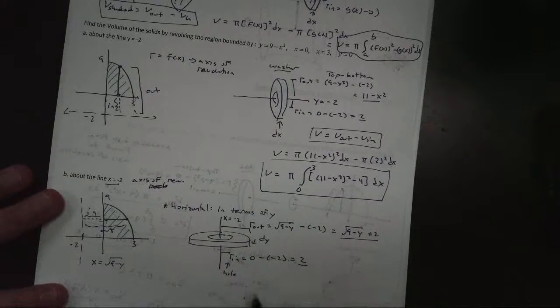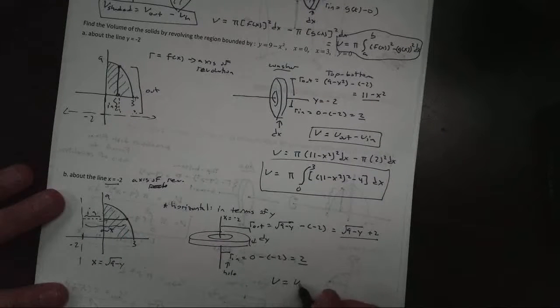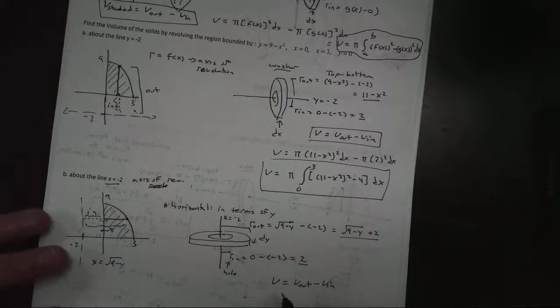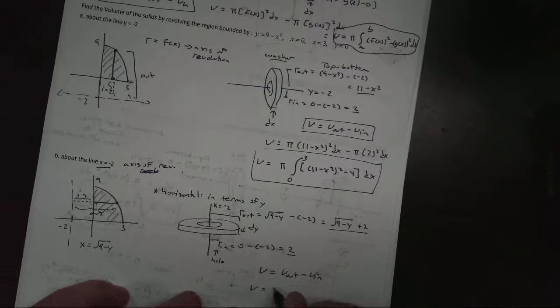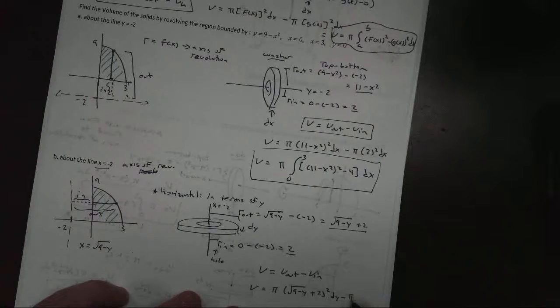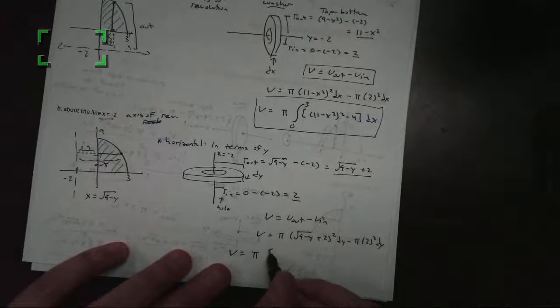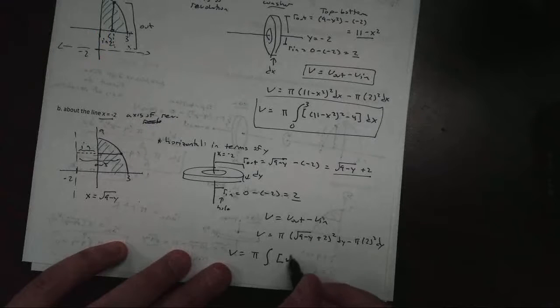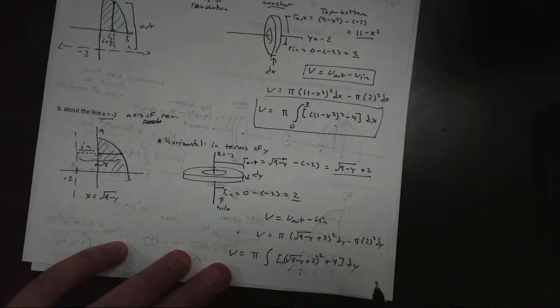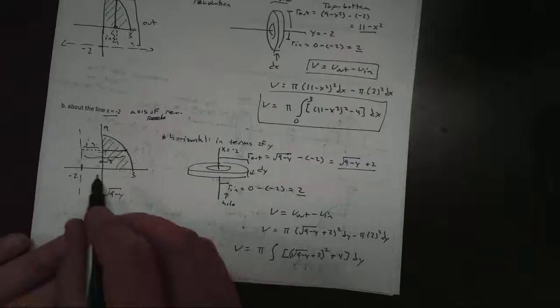Remember, alright, so find the volume. Volume is the volume of the outside minus the volume of the inside. So the volume of the outside, pi times its radius, the square root of 9 minus y plus 2, squared dy, minus pi, again times 2 squared dy. Look at them, they both have pi. You can factor that out. What am I left with? The square root of 9 minus y plus 2, squared, minus 4 dy.